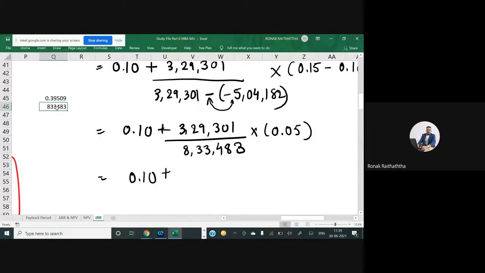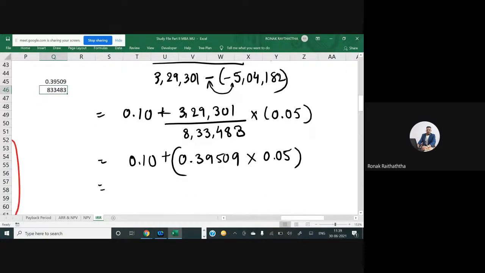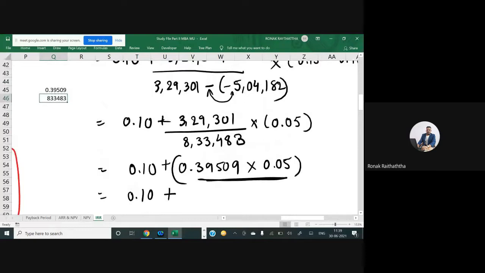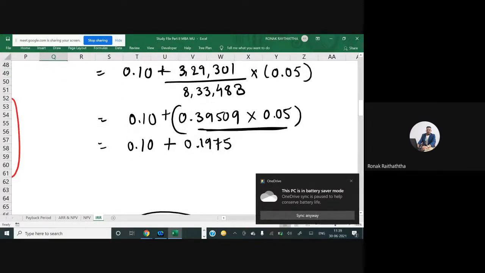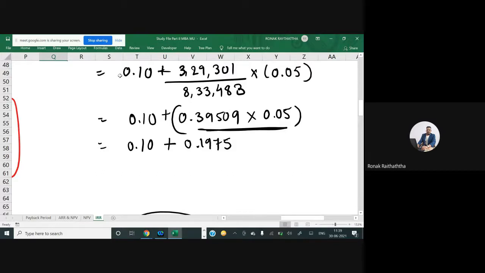Okay. So 0.39509 multiplied with 0.05. So equal to 0.10 plus, let's have the multiplication first, then we'll do the addition, right? 0.1975. Not 0.1975, it will be 0.019. Have a look once. Yes, sir, 0.019 is coming. Have a look once again, okay.